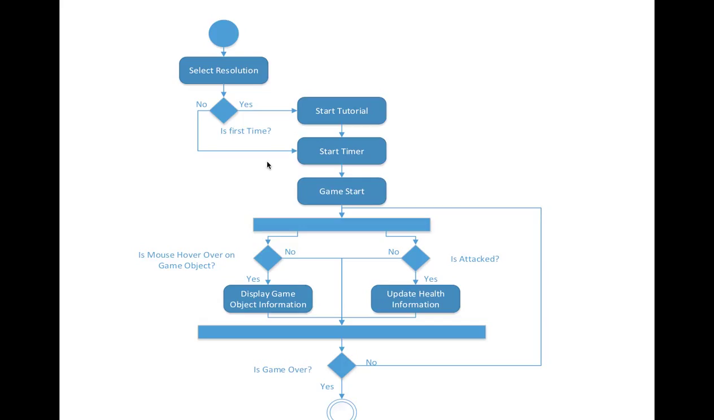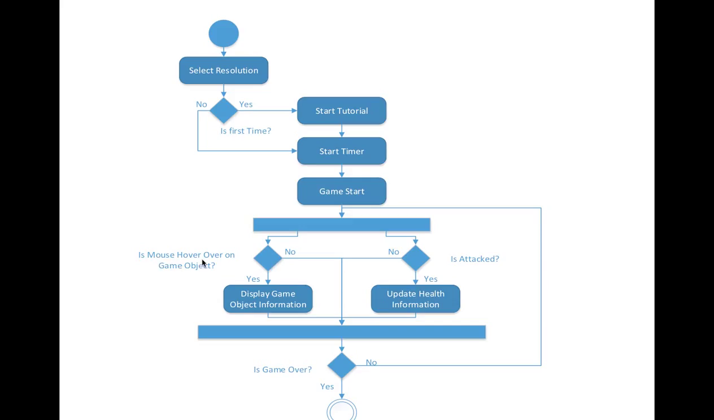So first, this is an activity diagram that can summarize all the work I've done during this semester. First, when the user executes the game, he will have to choose the screen resolution. If it is the first time the user enters the game, then he has to go through the game tutorial. After he finishes the game tutorial, then the game will start, and the timer will start.